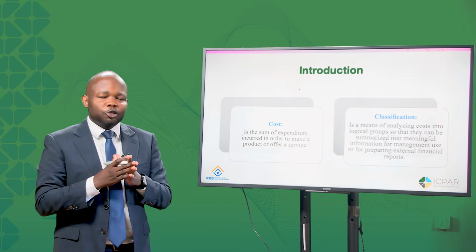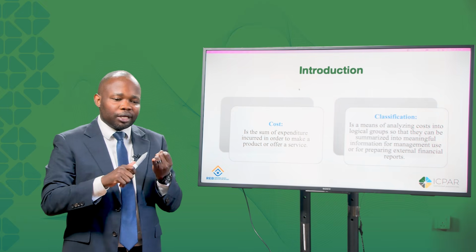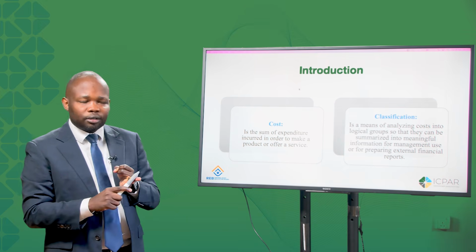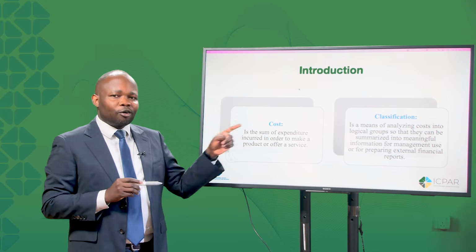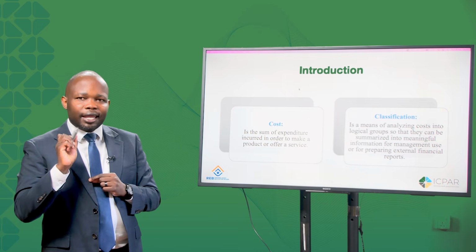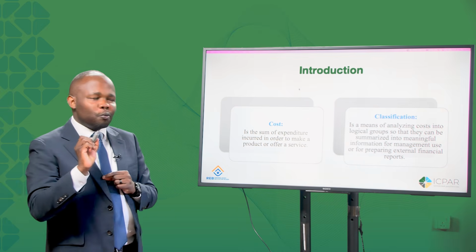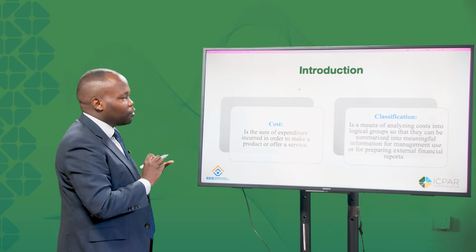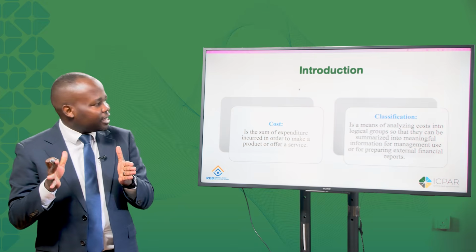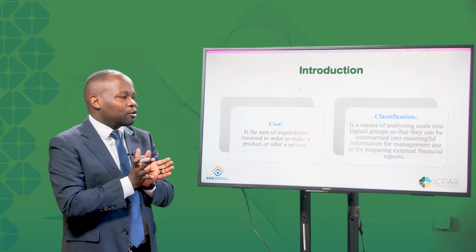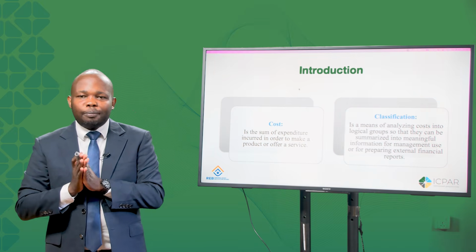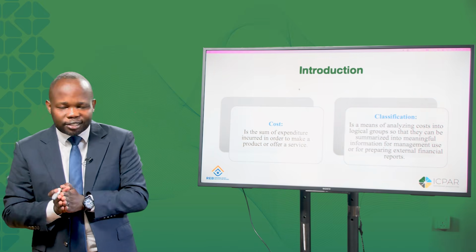So we are having 2 items in this case. We have what we call costs and we have what we call classification. So what is cost? Cost is the sum of expenditure incurred in order to make a product or to offer a service. On the other hand, classification means analyzing costs into certain groups, grouping of costs depending on their characteristics.